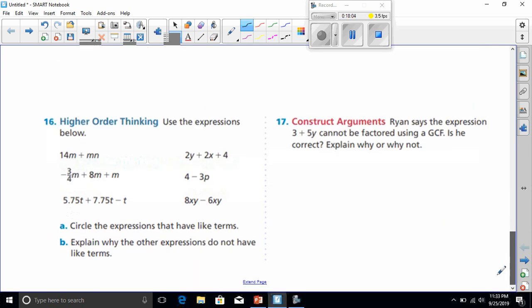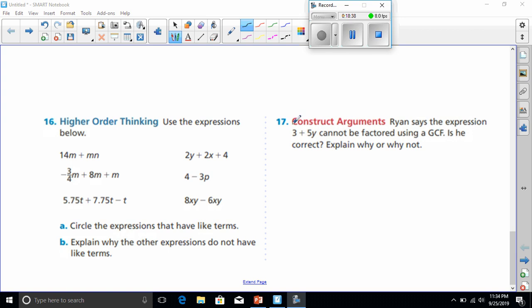Now I'm on number 16. Use the expression below. We got 14m plus mn. Then it has negative 3/4 m plus 8m plus m. It's got all 6 of these here. It says circle the expressions that have like terms. We can remember a like term means that we can combine them.